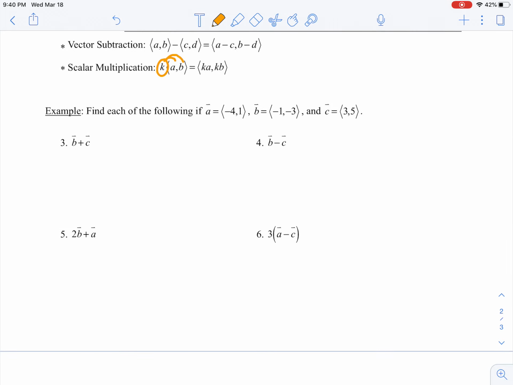So in question number 3, it says, find the resultant, figure out what vector b plus vector c is. So I have vector b, which is -1, -3, plus vector c, 3, 5. To add them, I simply add the x coordinates. So -1 plus 3 is 2. And then add the y coordinates. -3 plus 5 is also 2.